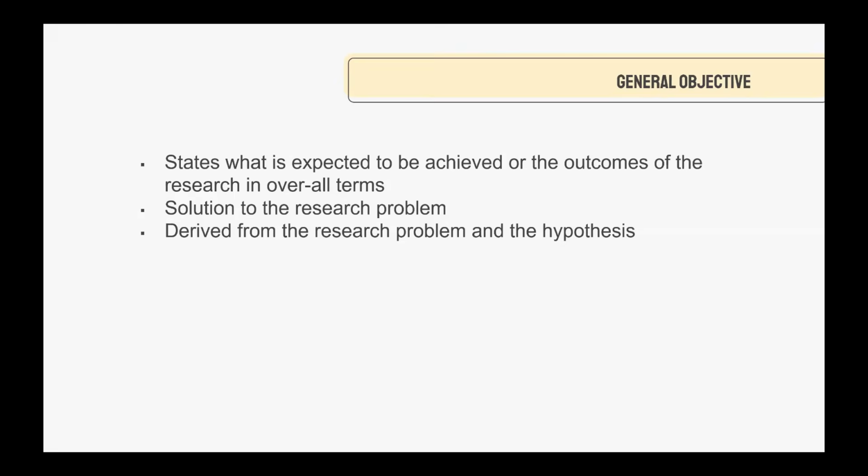For general objective, this states what is expected to be achieved or the outcomes of the research in overall terms. So it's the solution to the research problem. It's derived from the research problem and the hypothesis.